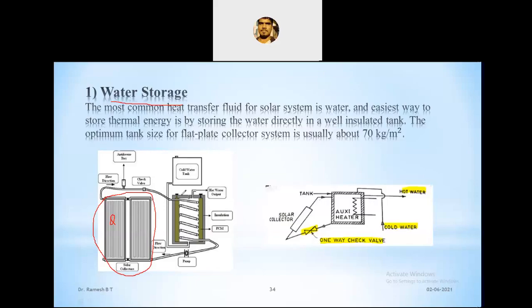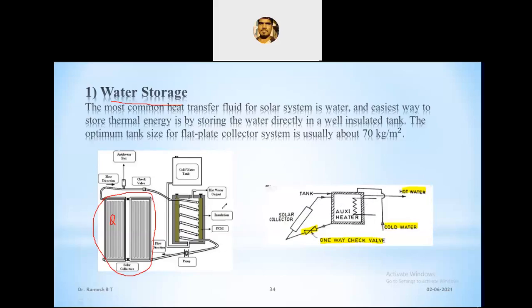The entire exchanger is insulated with some materials just to avoid loss. This is one typical arrangement. Another typical arrangement is without a pumping system: directly solar collectors and a one-way check valve. There is a heat exchanger and auxiliary heaters, with hot water and cold water connected, and along that it circulates and exchanges the heat.